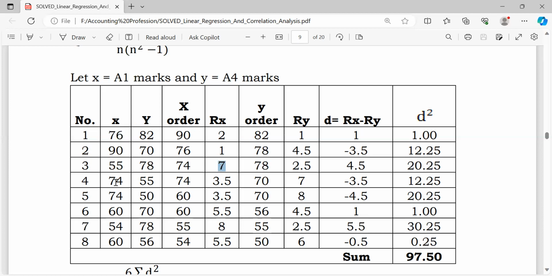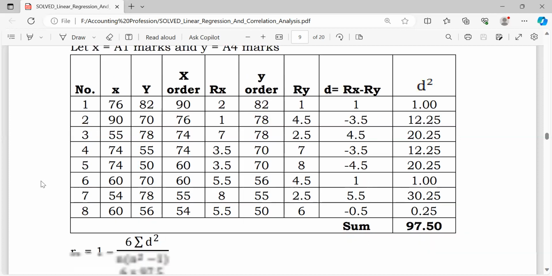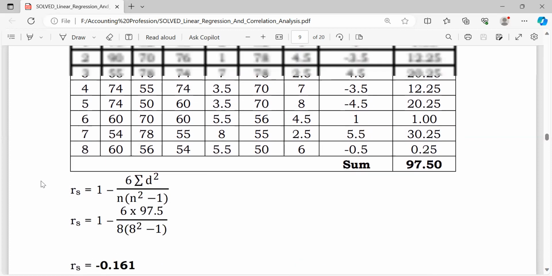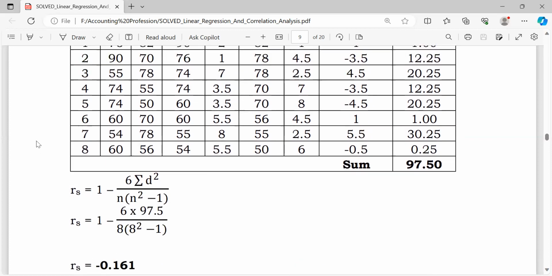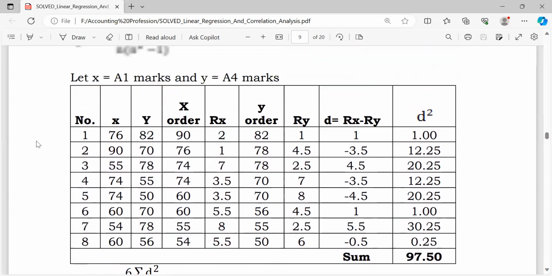And then we have 74, but we have two of them. As for 74, if you come to the X order, we have two of them. The first one is on number 3, and the second one is on number 4. So you have to take the average: 3 plus 4 divided by 2. 3 plus 4 equals 7, and 7 divided by 2 would be 3.5. So for 74 here, we have 3.5, and for 74 again here, we have 3.5.